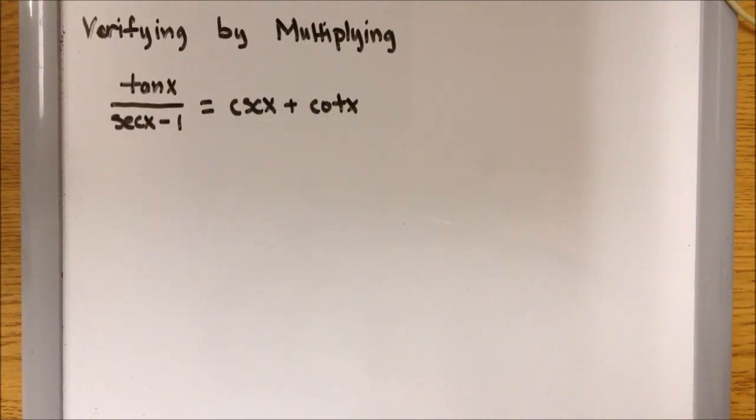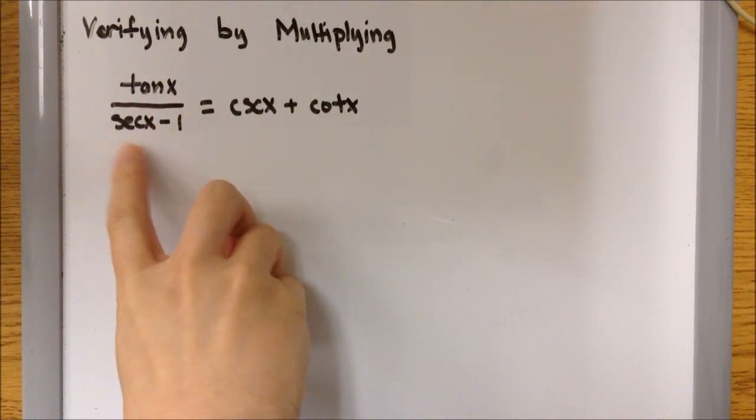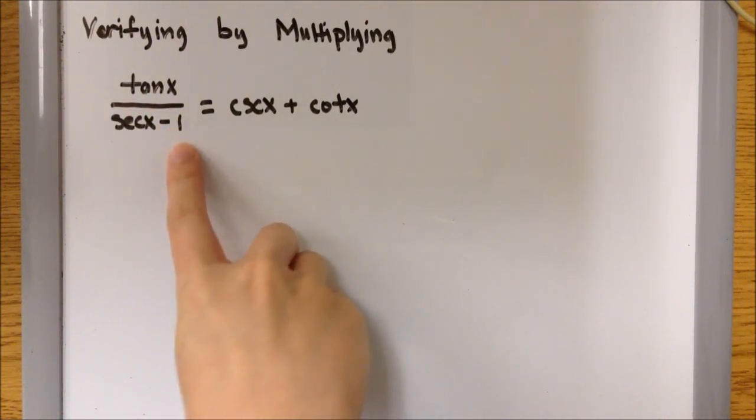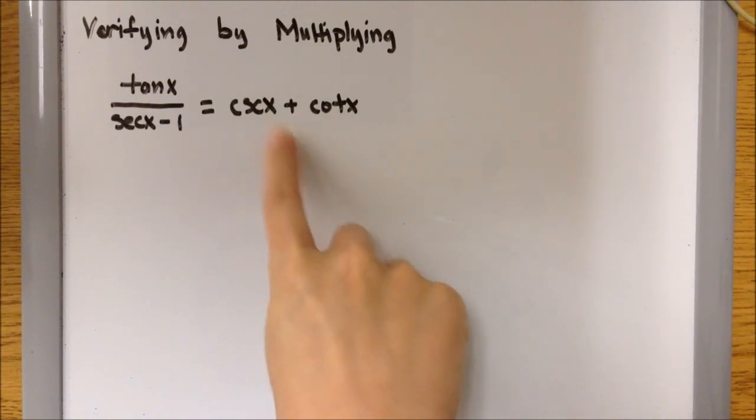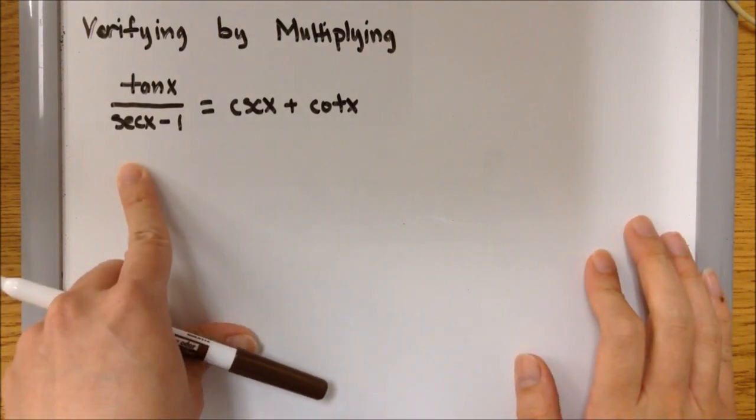Alright, this section of the video is verifying by multiplying. So verifying by multiplying means that we're going to multiply by a term so that we don't have a fraction anymore. In our first example, tangent x over secant of x minus 1 is equal to cosecant of x plus cotangent of x. So we're going to focus on the left side because it's a fraction.